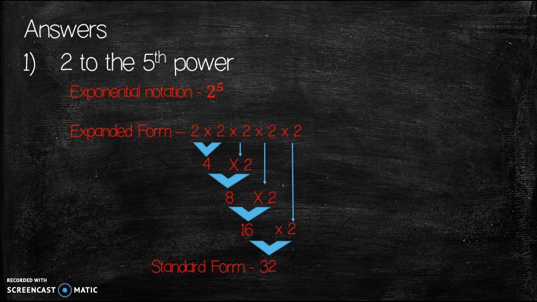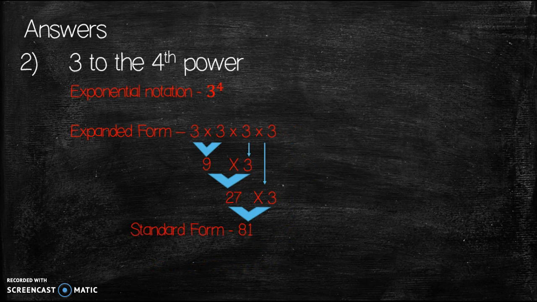Okay, number 1, 2 to the 5th power. If we're writing that in exponential notation, it's 2 as our base and 5 as our exponent, 2 to the 5th. In expanded form, it's written as 2 times 2 times 2 times 2 times 2. Now to get to standard form, we have to do the math. So 2 times 2 is 4, times 2, which is 8, times 2, which is 16, and we need to bring down our last times 2, so 16 times 2 equals 32. So standard form would be 32. Make sure you write these little arrows because it will help you keep everything in line and make sure you're doing it the right amount of times.